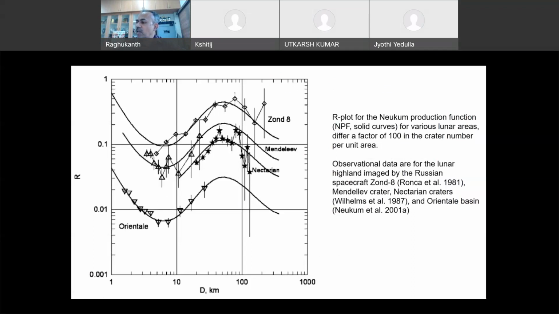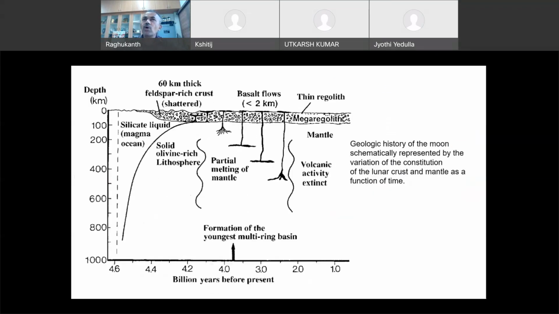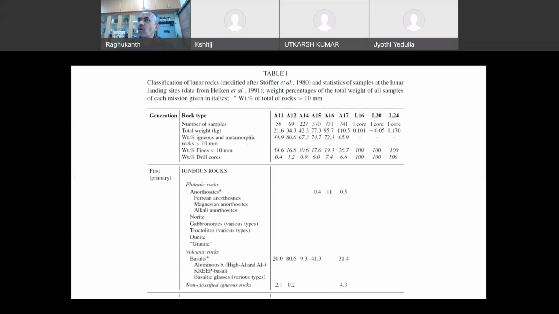Now, how do we estimate the absolute age is the biggest problem. So now in the Apollo missions, okay, all of you know the human missions, Apollo 11, Apollo 12.